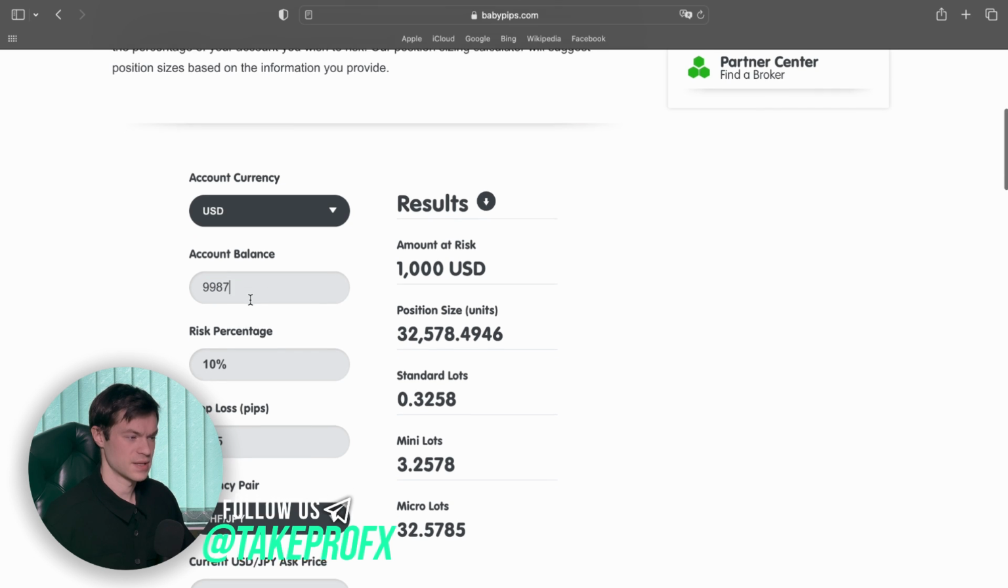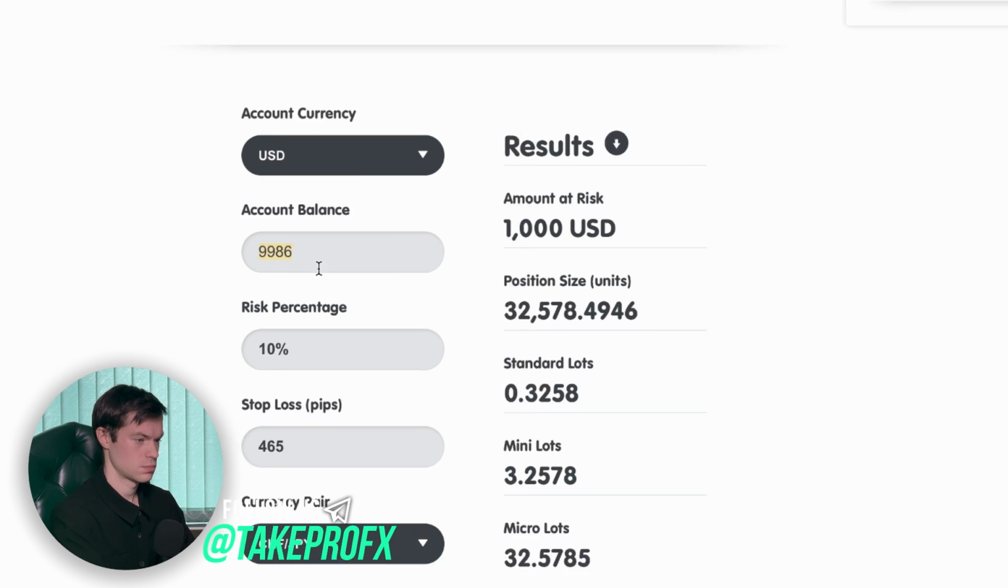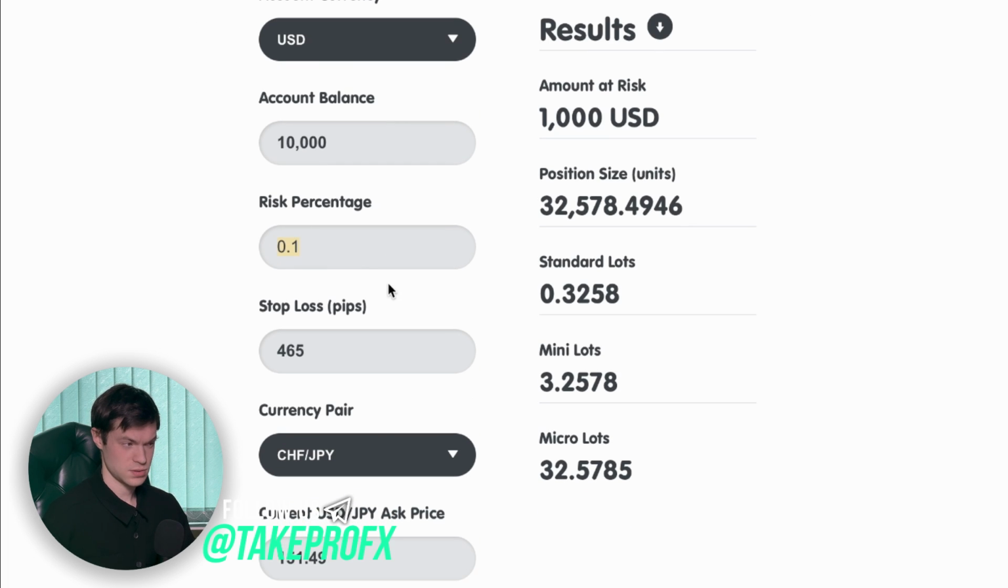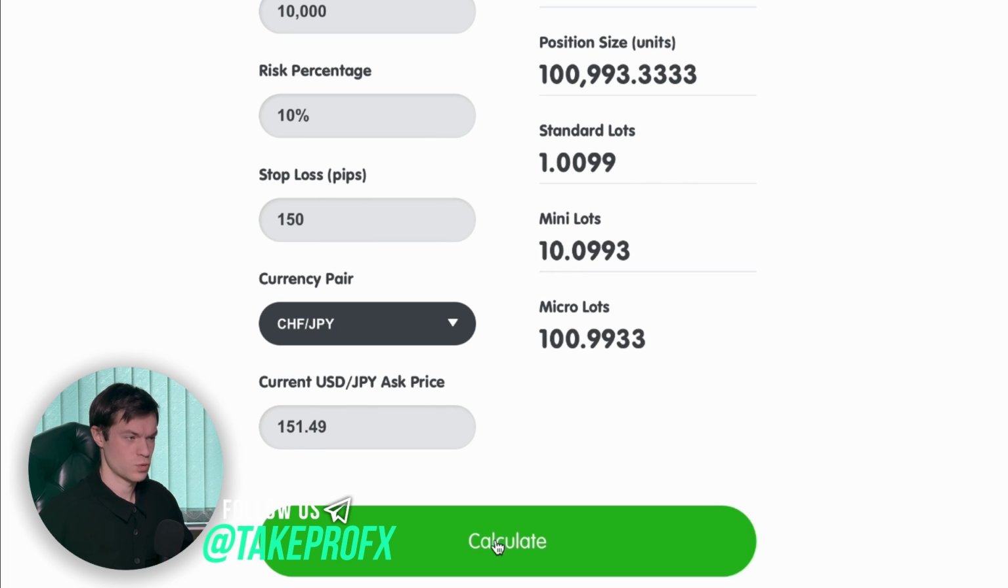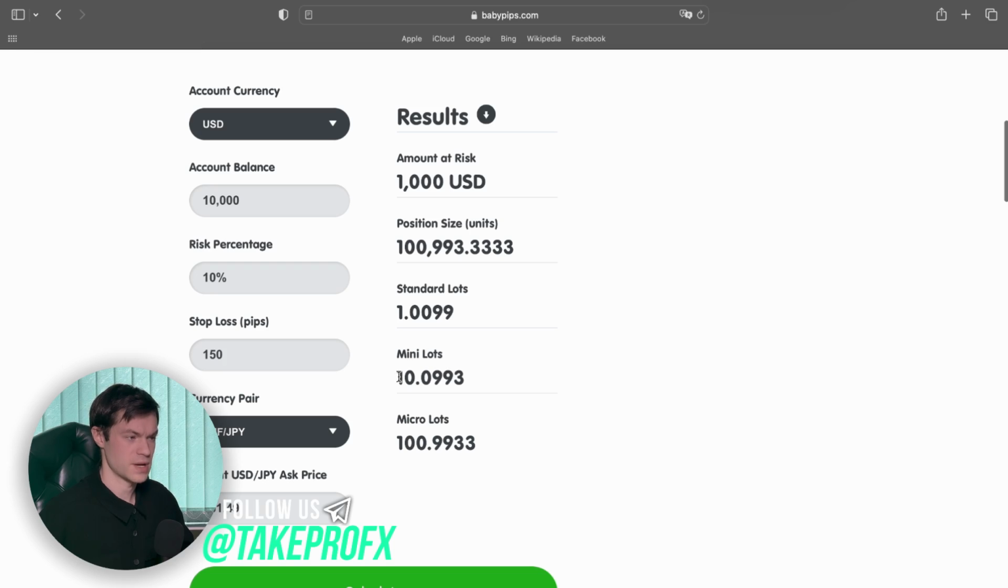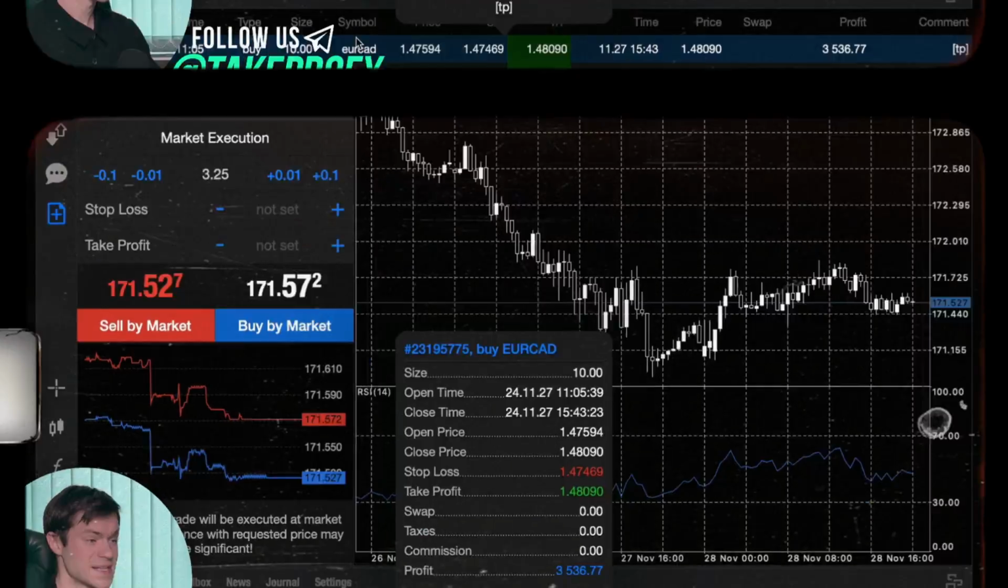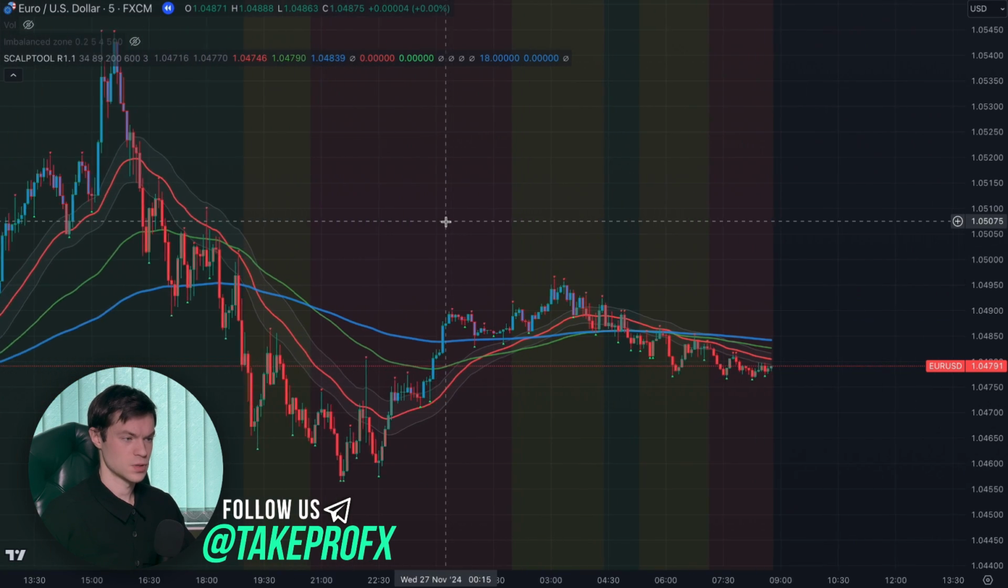Just type in here the balance of your account. I have it, let's say 10,000. I have 10% risk on the trade. Right. The size of your stop loss, it is 150 points, then choose a currency pair and calculate. As I said, the approximate position is 10 lots. Let's go back to my second trade on euro-dollar pair.